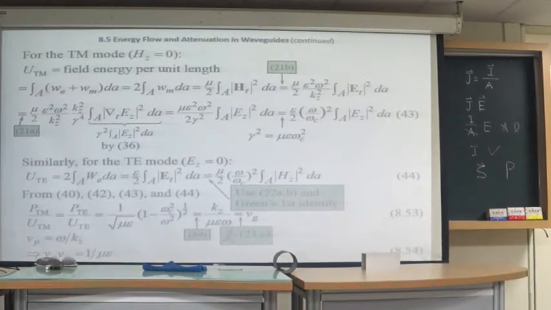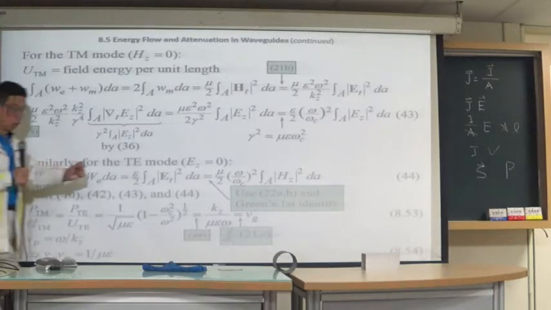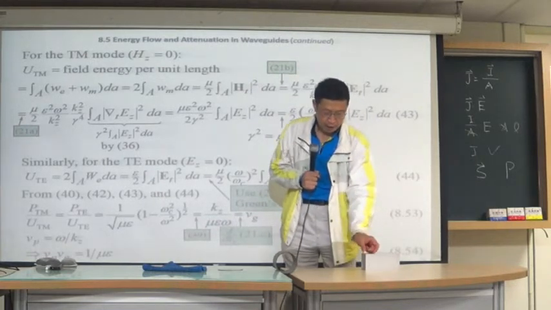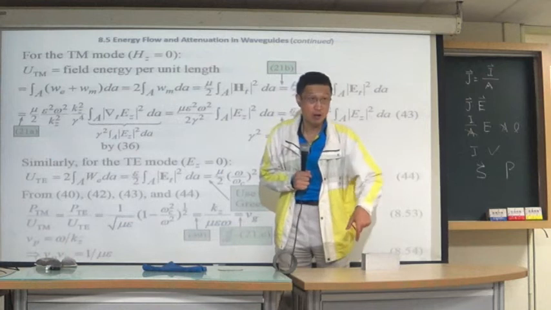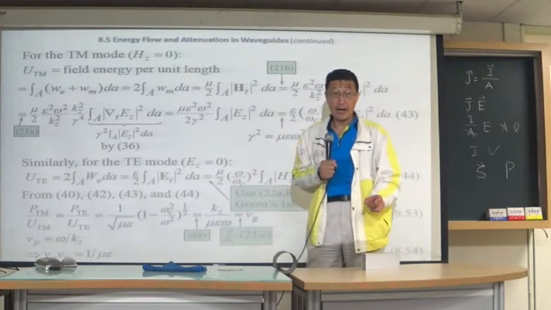Okay, so let's calculate the energy density. For TM0, once again, let's calculate the field energy per unit length. Why do we calculate energy density? Actually, it's energy per unit length, not per unit volume. We have performed the integration. So we just consider a unit length like this one here, and we integrate the cross section.